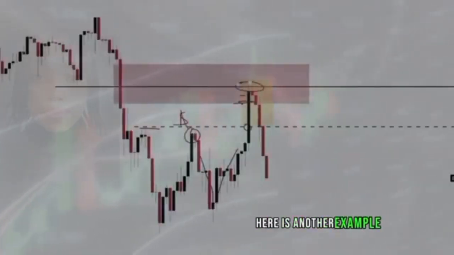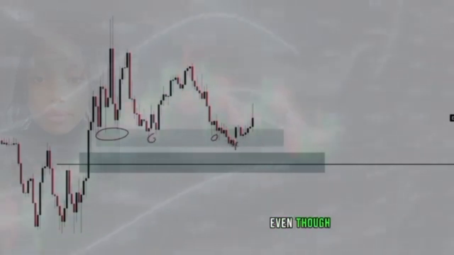Here is another example of an inducement. In this case, it's a rejection zone. As you can see, price held level right here. Price held right here. Price came down, held here, even though it didn't reject via wick, price did not make contact with our fair value gap. And this is why this fair value gap is not disqualified.